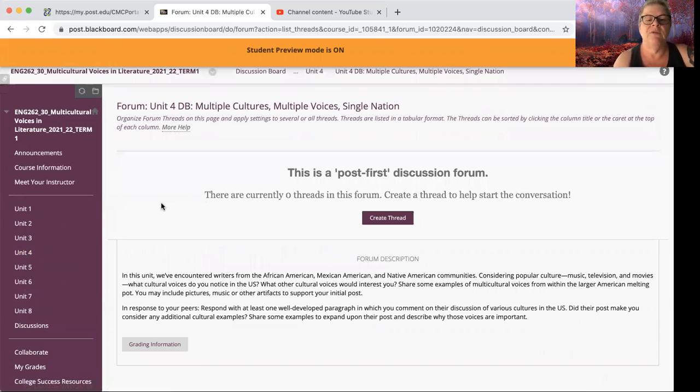In this unit, we've encountered writers from the African American, Mexican American, and Native American communities. Considering popular culture, such as music, television, and movies, what cultural voices do you notice in the US? What other cultural voices would interest you? Share some examples of multicultural voices from within the larger American melting pot. You can include pictures, music, or other artifacts to support your initial post.